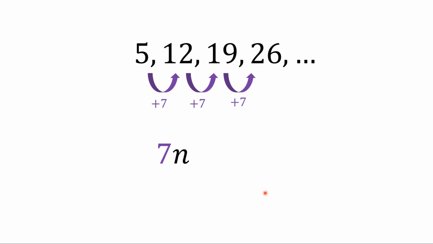Here's another example: 5, 12, 19, 26. Now I can see that I'm going up in 7 each time. To get from 5 to 12, we're adding 7. To get from 12 to 19, we're adding 7. So I'm adding 7 each time. So that tells me this is going to be 7n. The common difference is 7, so I'm going to have 7n in my nth term. The 0th term then is what I would have been just before I was 5, and that's negative 2. So the nth term is 7n minus 2.